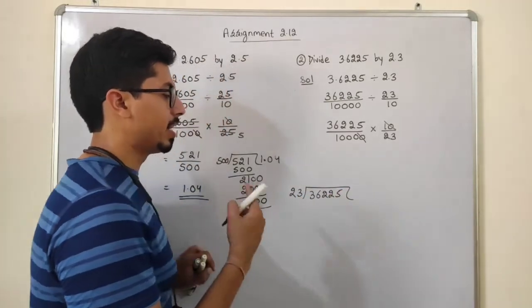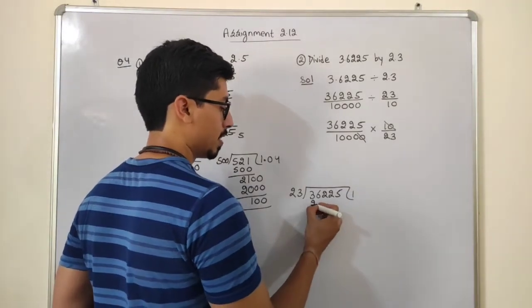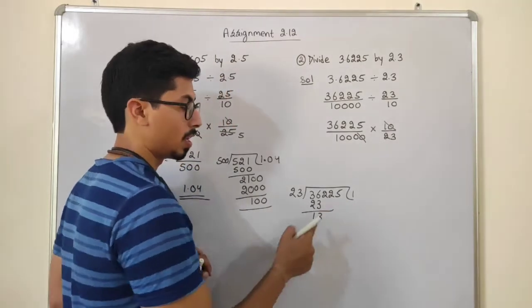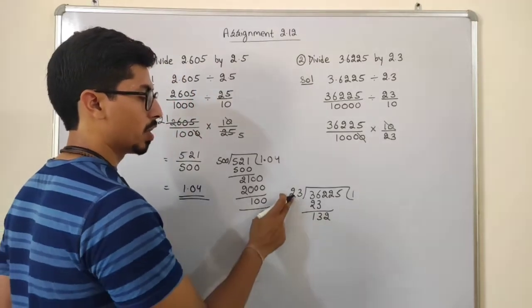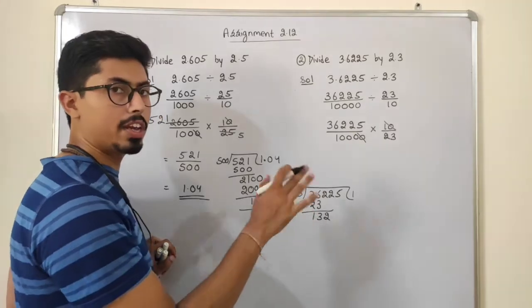So 23 into 2 will be 46. That is greater than this number. So take 1 here and 23. So it will be 13, students. Okay. Now take this 2 and put it here. Now 23 into, we have 23 and we have to form a number exactly 132 or nearer to this.